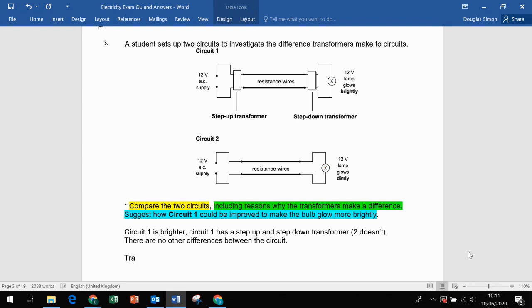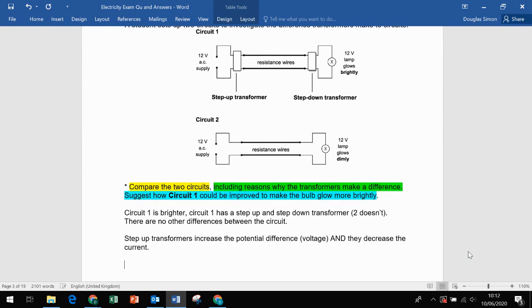So what does the transformer do? So a step-up transformer, they increase the potential difference, voltage, and they decrease the current. So now, what does a decreased current mean? Decreased current means less energy lost due to heating. So remember from the lesson on the national grid, we said that power loss is I squared R. So if you can reduce the current, you are reducing the power loss.